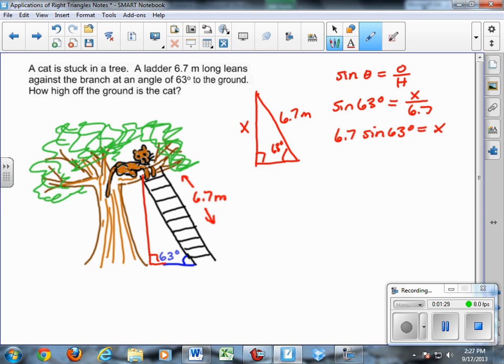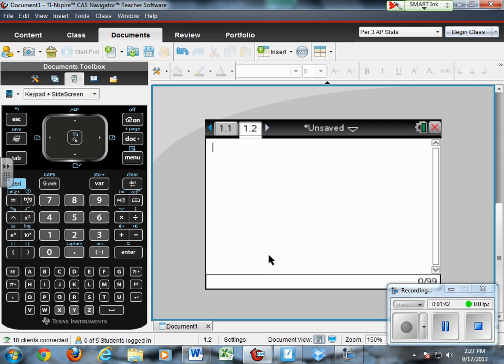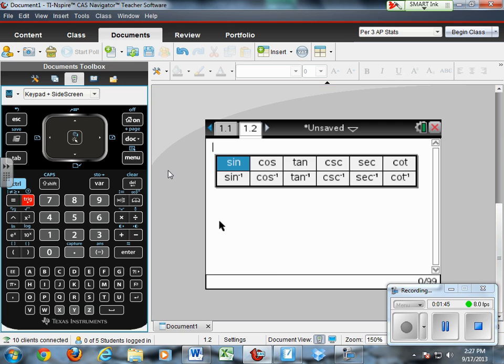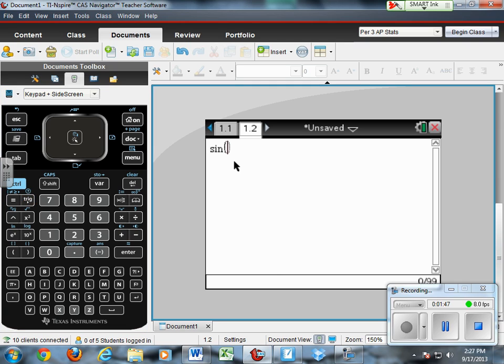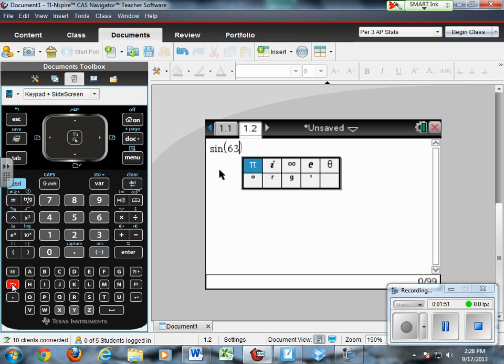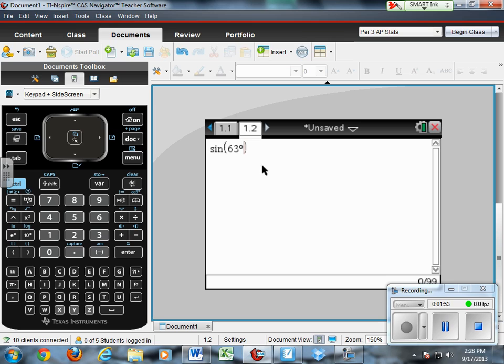And I just plug that into my calculator. Now there's two options for plugging this in. We've been in radian mode all along, so if I'm still in radian mode, I can add a degree symbol, or I can change my calculator into another mode. So let me just show you this. If I go to sine of 63, now at this point I'm going to add a degree symbol. You go to your pi symbol, and right underneath is the degree symbol. And I forgot to put in there 6.7 times sine of 63, and there's my answer.